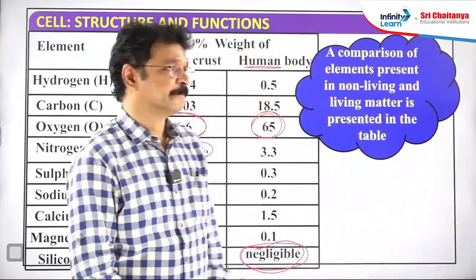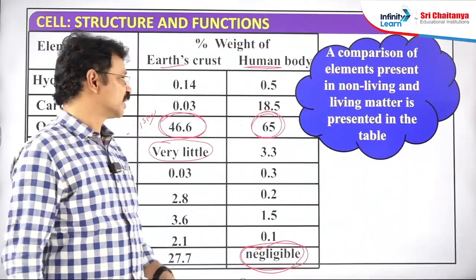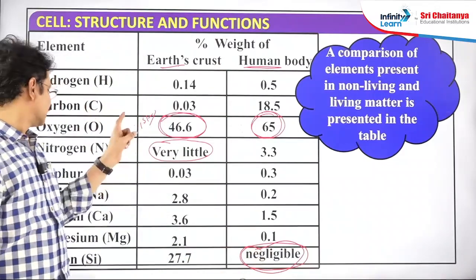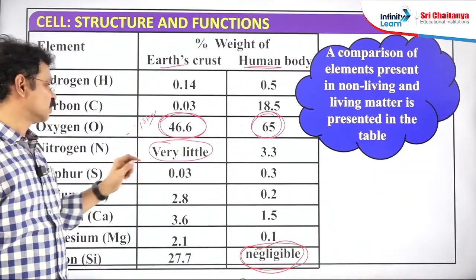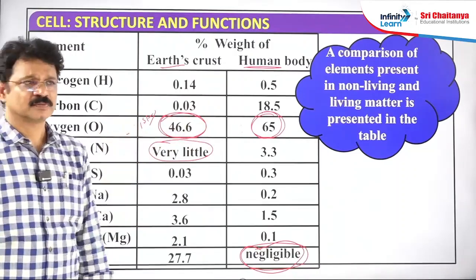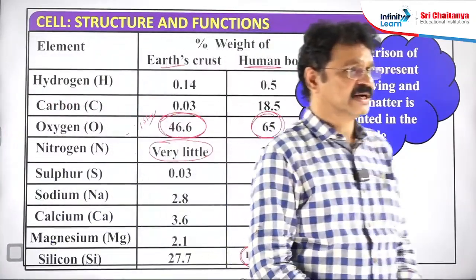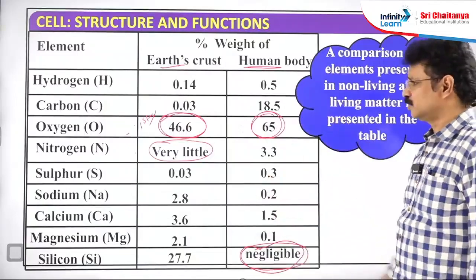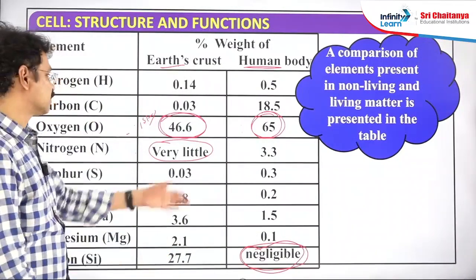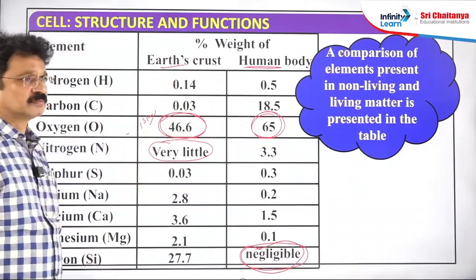4 questions completed. What kind of chemical compound is negligible in human body? Silicon. Negligible in earth crust, nitrogen. But oxygen is an abundant chemical in both earth crust and human body. Okay, try to remember this entire table, and we can make several types of questions based on this table.